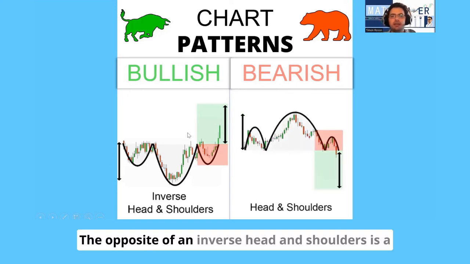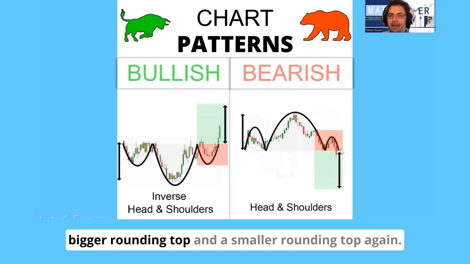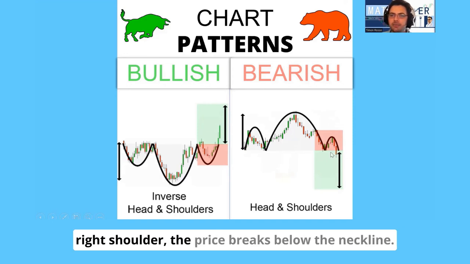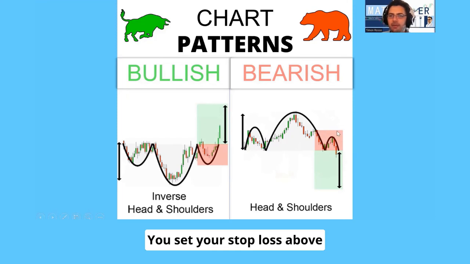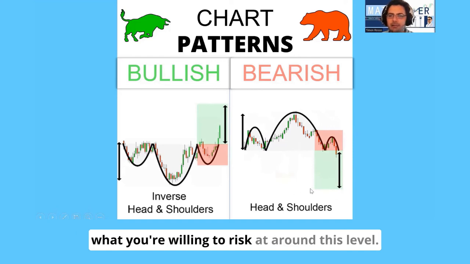The opposite of an inverse head and shoulders is a head and shoulders, where it forms a rounding top, a bigger rounding top, and a smaller rounding top again. So the left shoulder, the head, and the right shoulder, the price breaks below the neckline. You set your stop loss above the top of the right shoulder. You set the take profit at about 2 times more than what you're willing to risk at around this level.